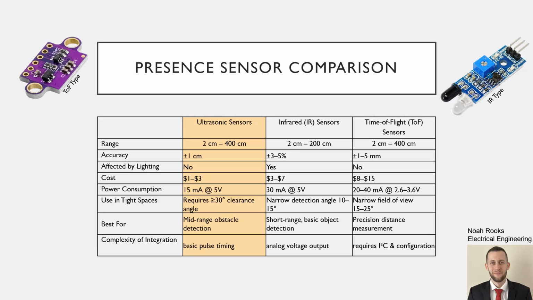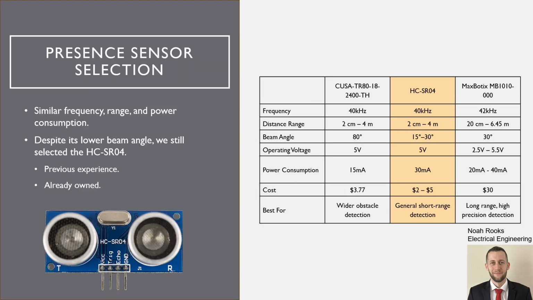In the selection process for our presence sensors, we ended up going with the ultrasonic sensors. This is because of their compact design and affordability. When selecting which ultrasonic sensor to use, we found 3 good options. Despite the advantages of the others, we still decided to move forward with the HC-SR04, as we already own several units, so with its availability and simplicity, it was a clear choice to select.